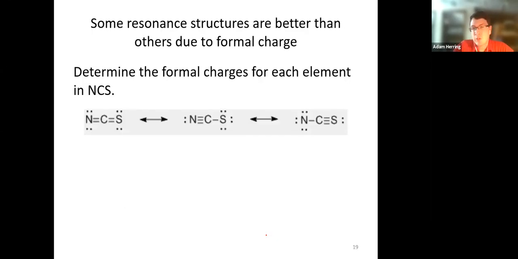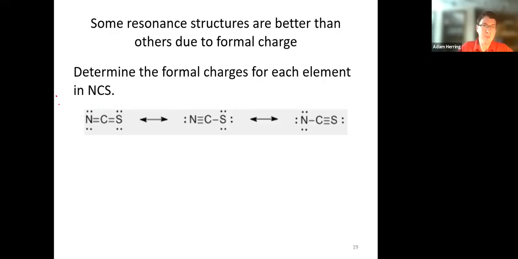In order to answer this question, we need to go back and discuss what we've already learned about formal charge. So let's start by having you determine the formal charge for each of the elements in this compound. So pause the video and determine the formal charge within this. Welcome back.